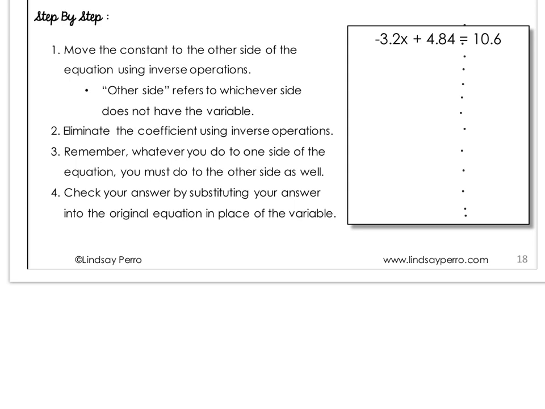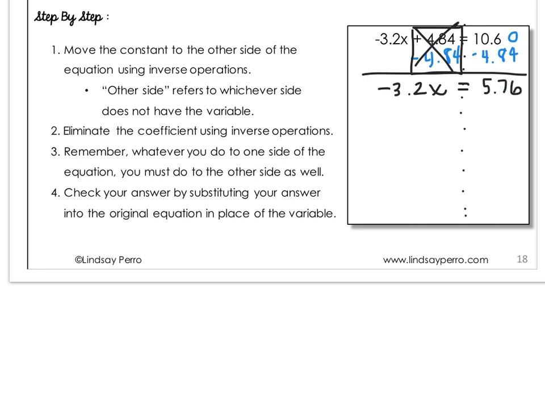So the constant is the number without a variable. In this case, 4.84 is our constant. It's being added, so I'm going to do the inverse, which is subtracting 4.84 from both sides. Remember to line up your decimal and put your 0 in as a placeholder. So positive 4.84 and negative 4.84 are going to cancel out. Copy the rest of your problem down. Negative 3.2x equals 10.60 minus 4.84 is 5.76.